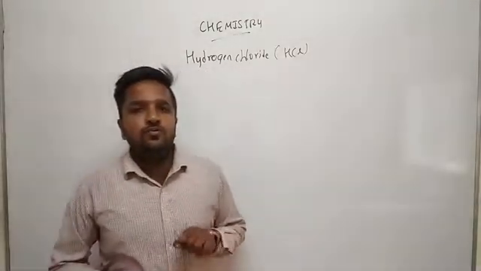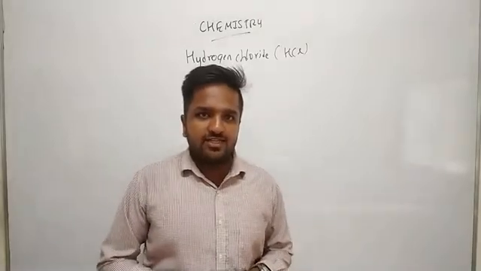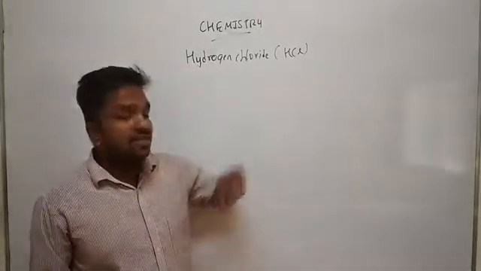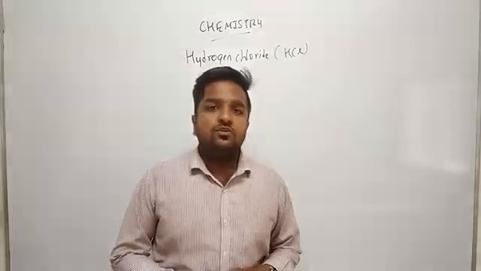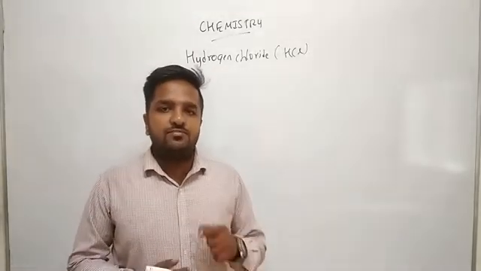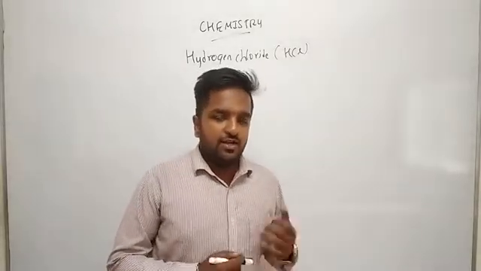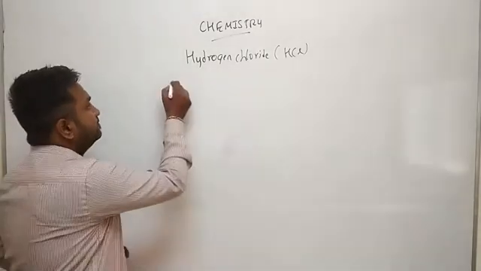So in this video we are going to talk about one more important compound of chlorine, that is hydrogen chloride. Its formula is HCl. So generally we call it hydrochloric acid. When this hydrogen chloride is treated with water, it forms hydrochloric acid. So directly let's go for the preparation of hydrogen chloride.